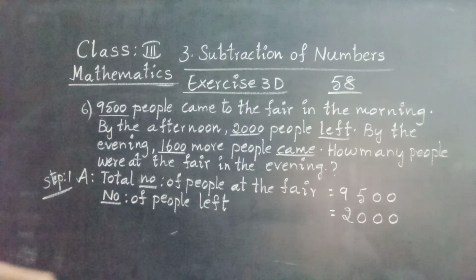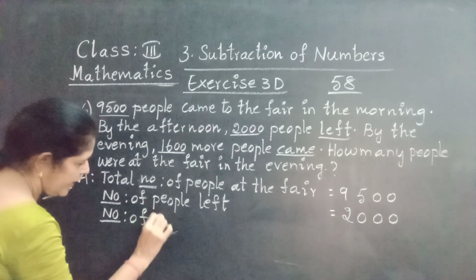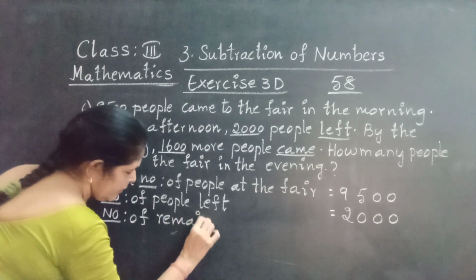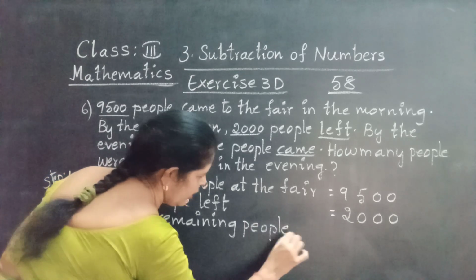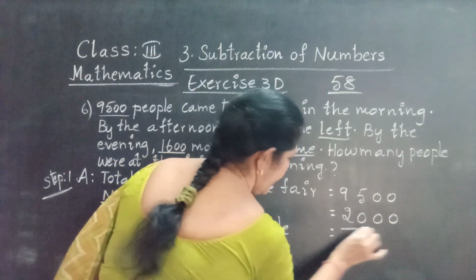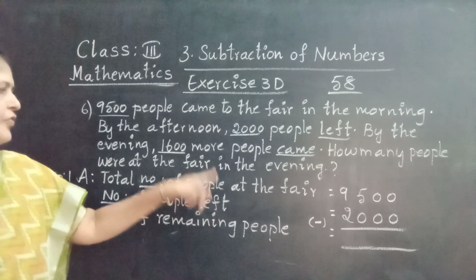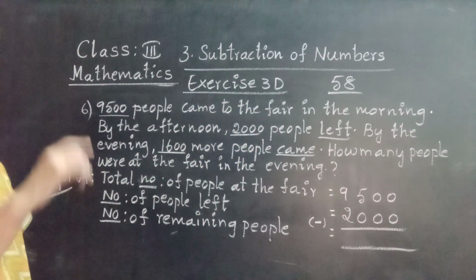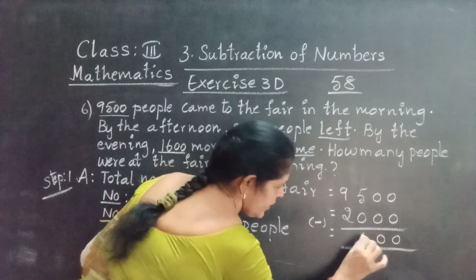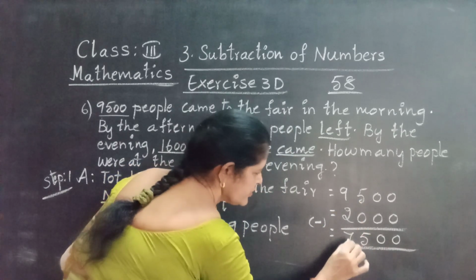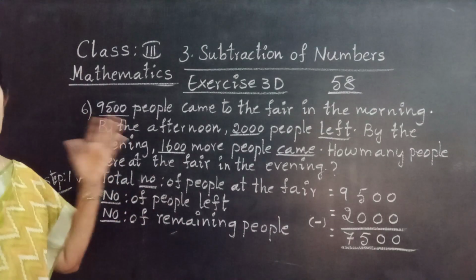Yes. Now remaining people. Still they are in the fair only. Here we are using subtraction. Put the symbol minus. Why? Left word goes to subtraction. Come on, do the subtraction. 0, 0. 5 minus 0, 5. 9 minus 2, 7. Still 7,500 people are at the fair.